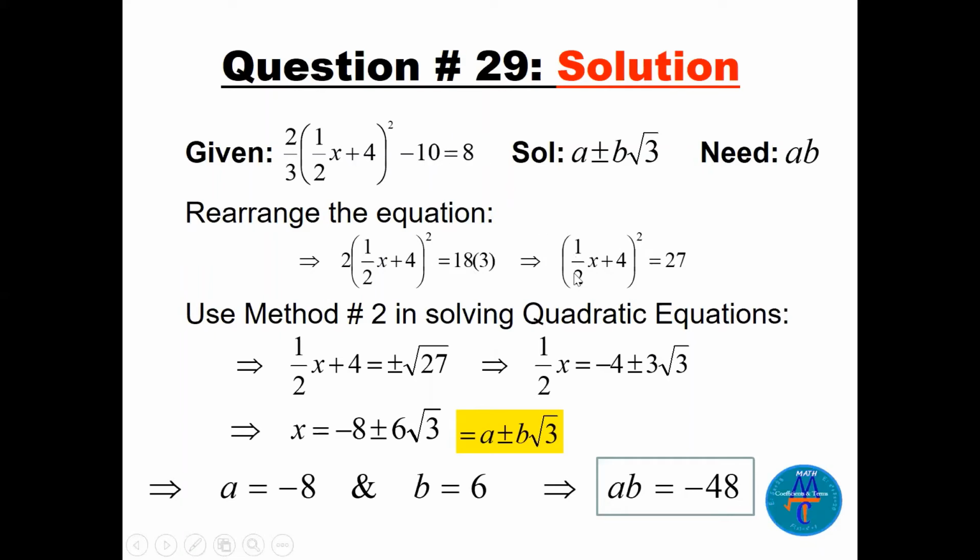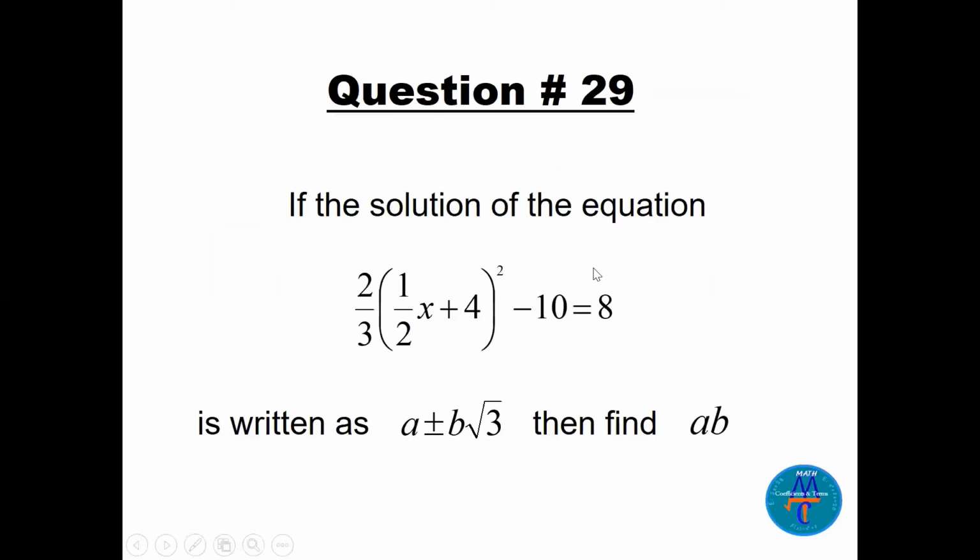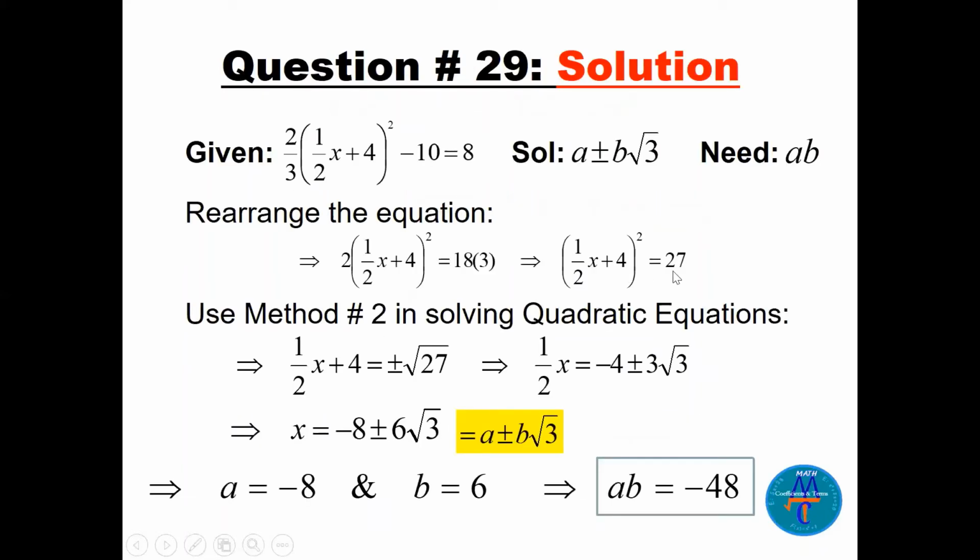Whatever you do, you can multiply by 3 first, then divide by 2, whatever. You will reach half x. See, (half x plus 4) all squared is equal to 27. Now we take the square root of both sides. Half x plus 4 is equal to plus or minus square root of 27. 27 we know is 9 times 3. So we take 3 out, 3 square root of 3. Now multiply by 2 here. So we get x will be minus 8 plus or minus 6 square root of 3.